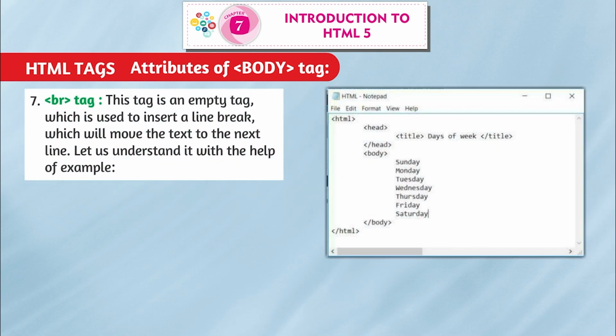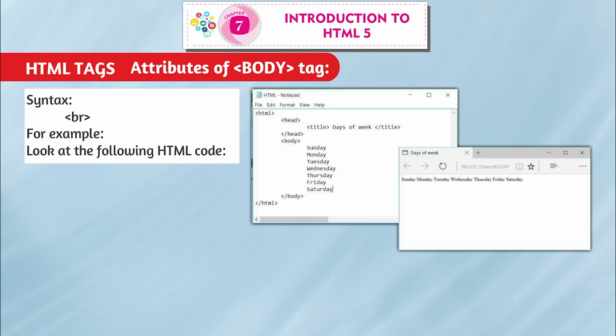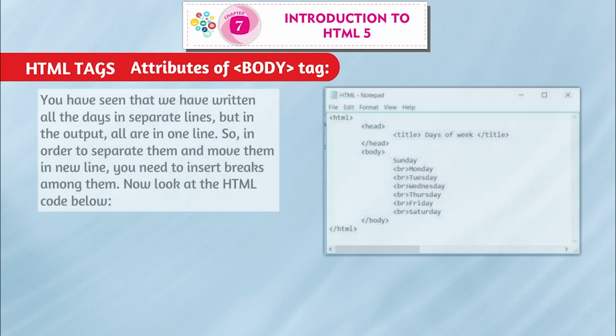7. BR tag. This tag is an empty tag which is used to insert a line break which will move the text to the next line. Let us understand it with the help of an example. Syntax. For example, look at the following HTML code.